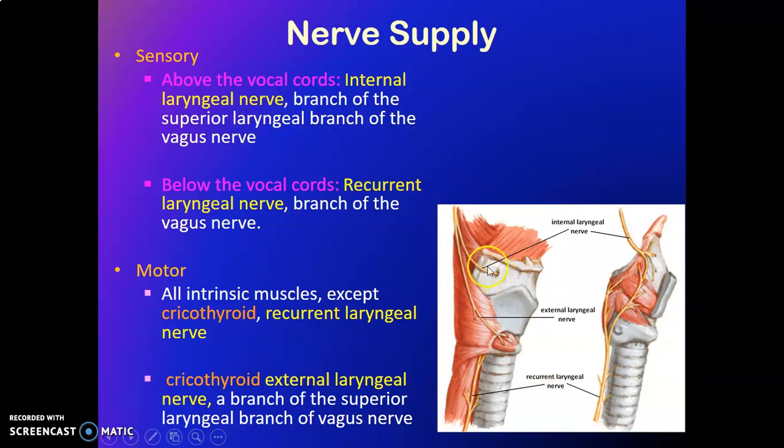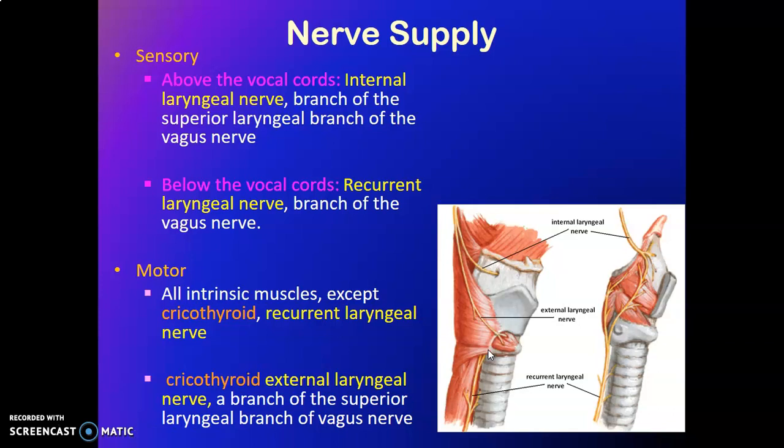So above the vocal cords, sensory supply of the mucosa is by the internal laryngeal nerve. And below the vocal cords, sensory innervation is by the recurrent laryngeal nerve of the vagus, not the external laryngeal. So this is the recurrent laryngeal, going to give sensory supply to the area below the vocal cords. I'll repeat. Sensory innervation of the larynx mucosa: above the vocal cords, internal laryngeal nerve, which comes from the superior laryngeal of the vagus, and below the vocal cords is by the recurrent laryngeal nerve.